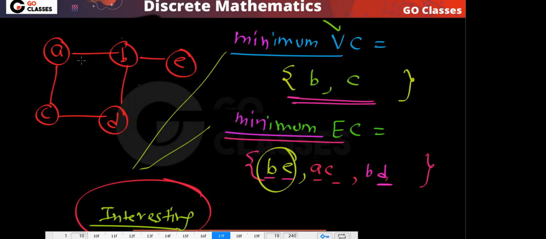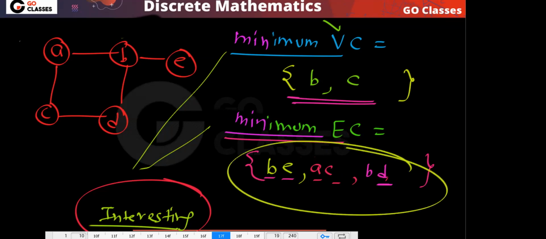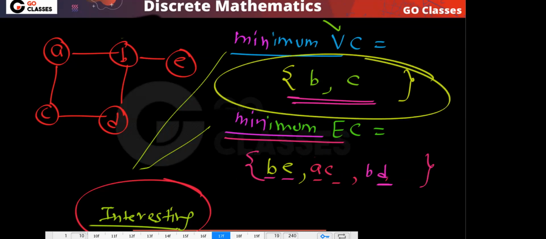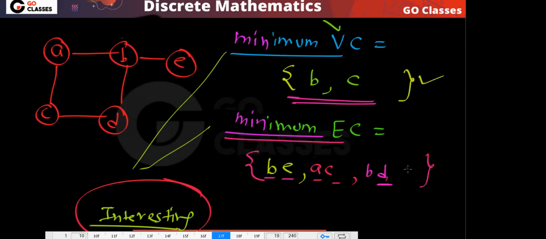You can notice this will cover B comma E, this will cover A comma C, and this will cover B comma D. So now all the vertices have been covered. Every vertex has been covered, and here every edge has been covered. So this is the minimum vertex cover and this is the minimum edge cover. Is this concept clear? Let's take another question.